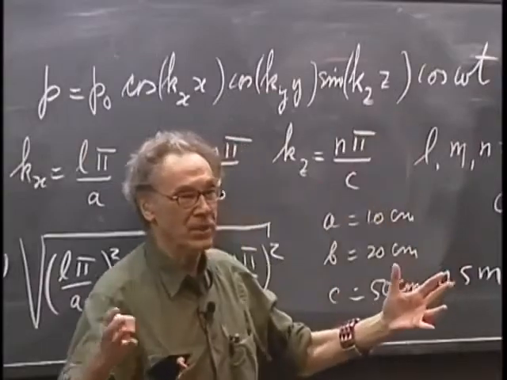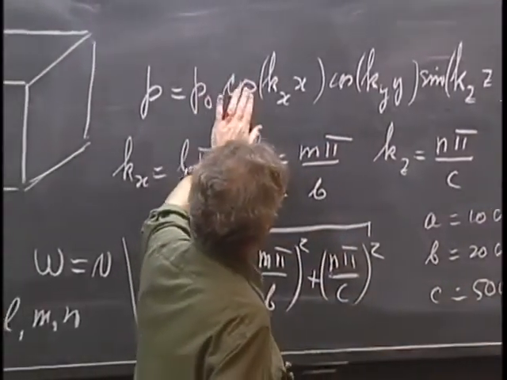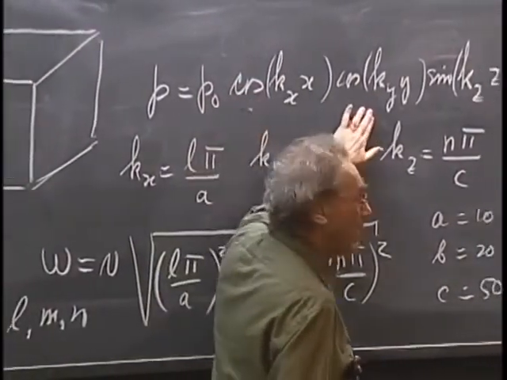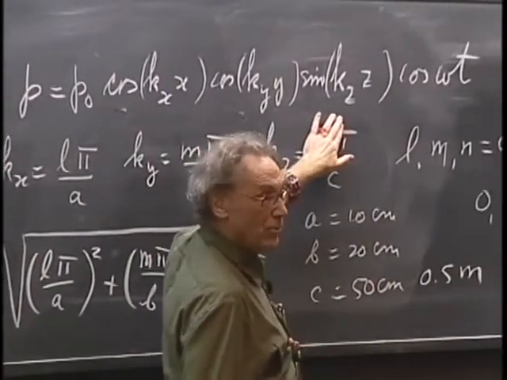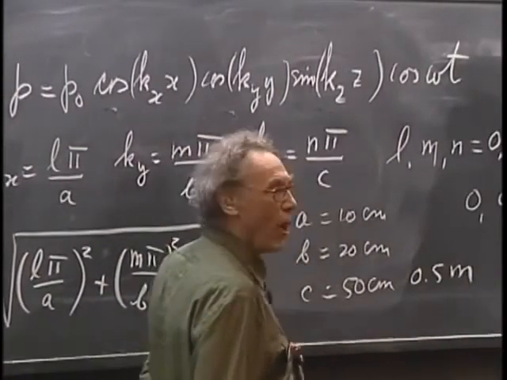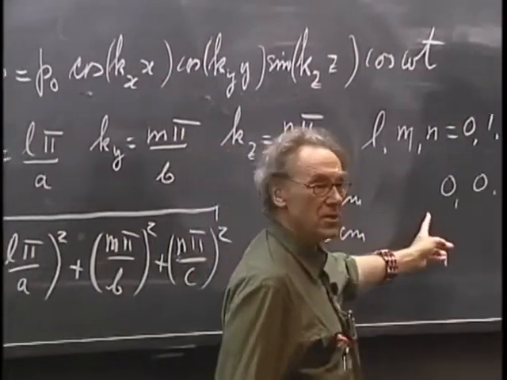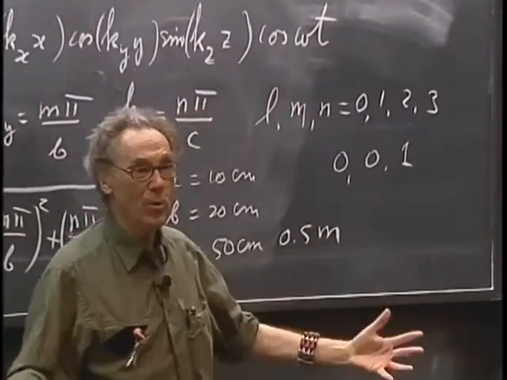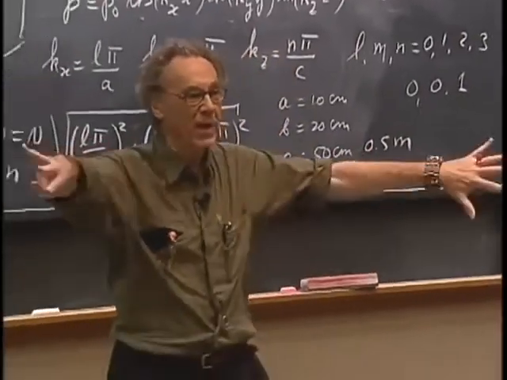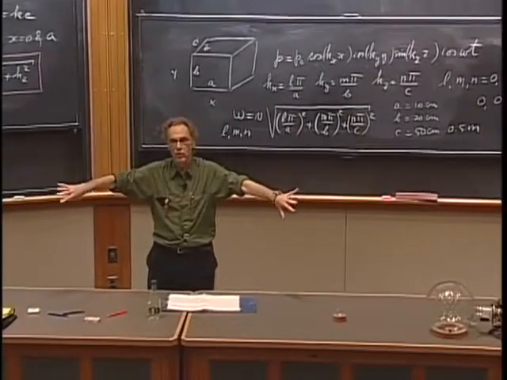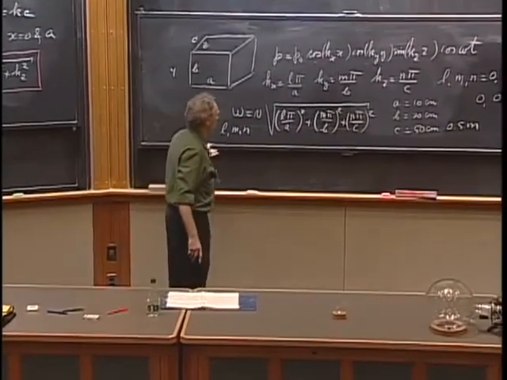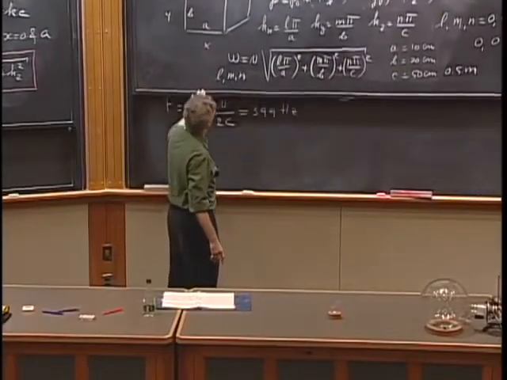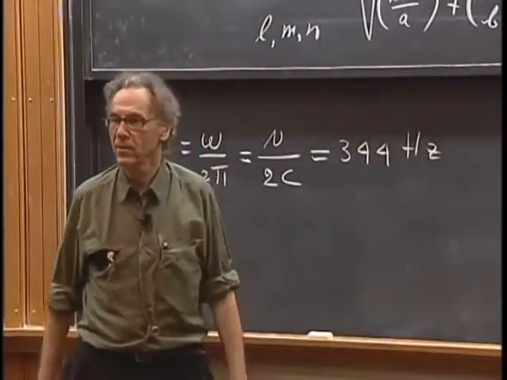So now you have a situation that, yes, L can be 0, M can be 0, but N cannot be 0. So what now is the lowest possible frequency? It's the same, 001. And so the lowest possible frequency when you make it a tunnel is again 344 hertz. And that was quiz number 9.